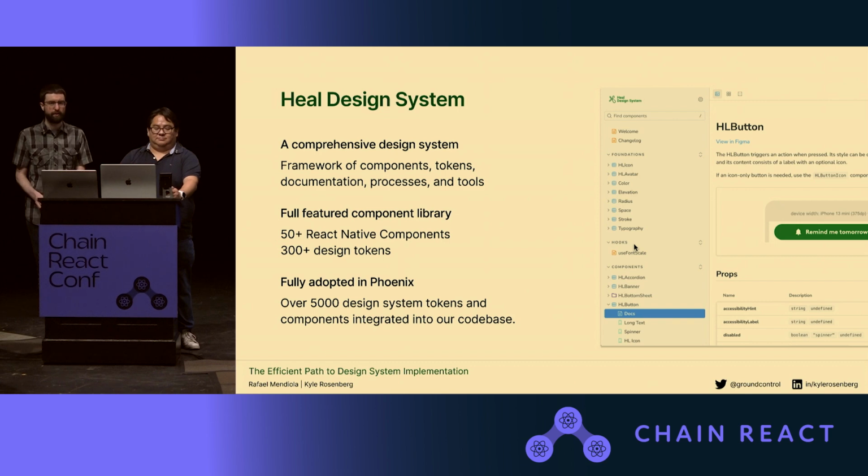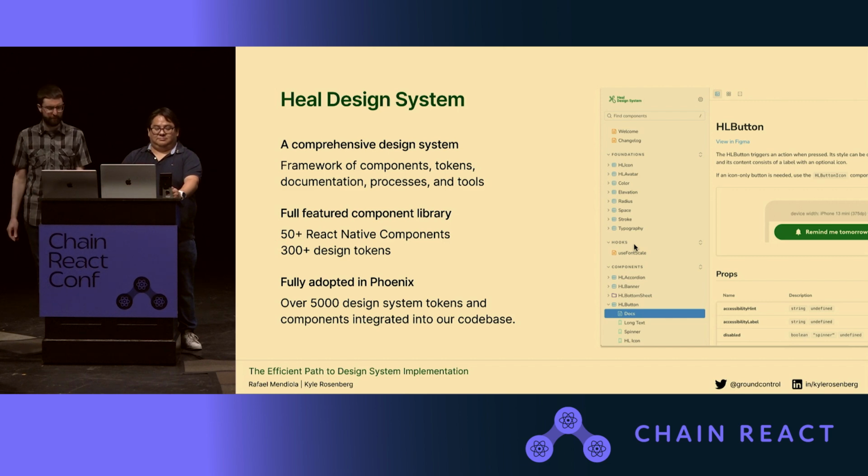So our goal with Heal was to, of course, speed up development and help designers and developers feel confident about what they're building. That ultimately leads towards making that app experience much better for the end users. So Heal's component library has about 50 React Native components in it, like buttons, icon, text fields, cards, and about 300 design tokens. Design tokens are those foundational elements like color, border radius, spacing. And today, Phoenix uses over 5,000 instances of those components and tokens from Heal.